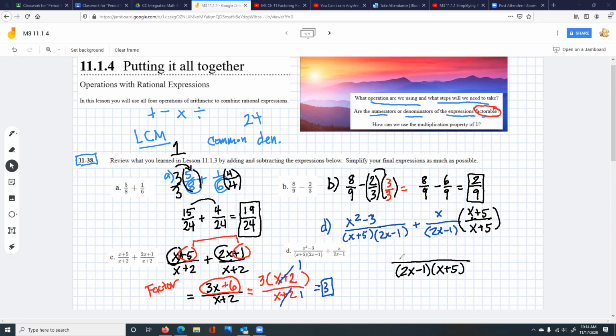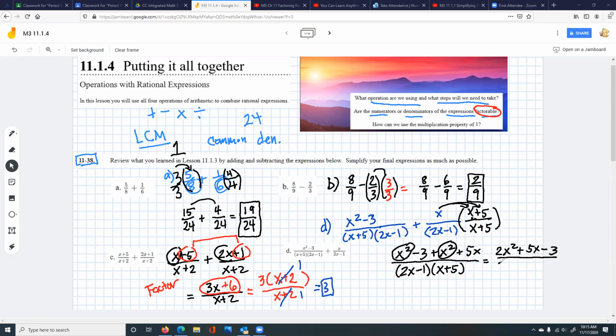Now this part stays the same. I don't have to do anything to the x squared minus 3. This part I need to multiply by the thing that we multiplied by over here. So x times x gives me x squared, and then x times 5 gives me 5x. Okay, so we simplify down to that. Now we have to take the numerator and combine like terms. There's x squared plus another x squared, so x squared plus x squared is 2x squared. And then we have a plus 5x, and then we have a minus 3. So we put them in descending order.